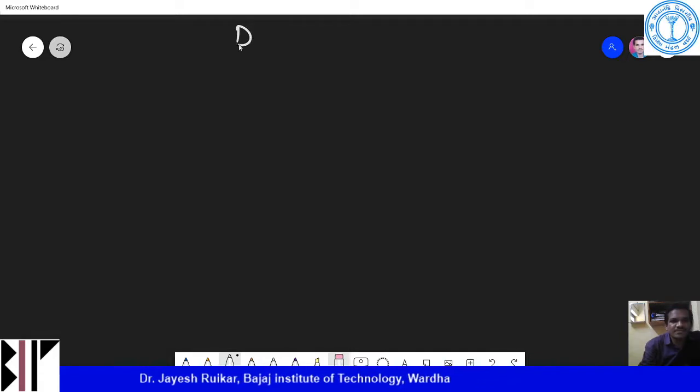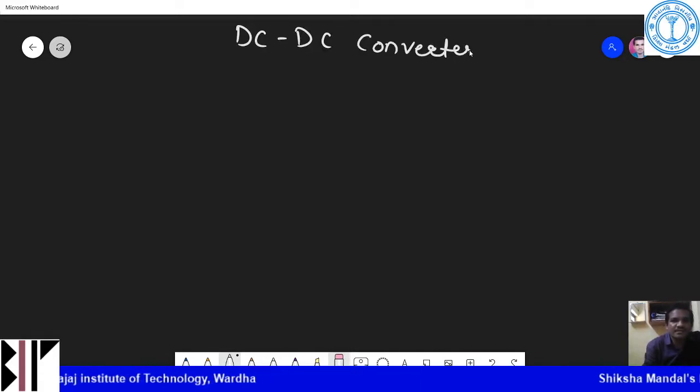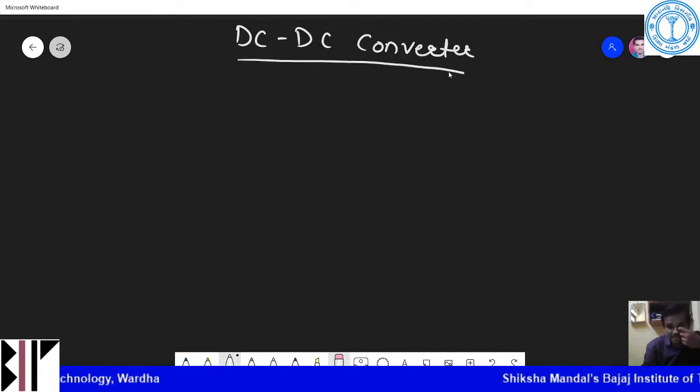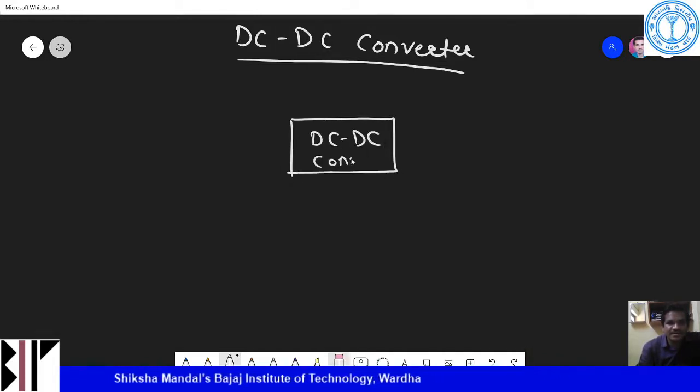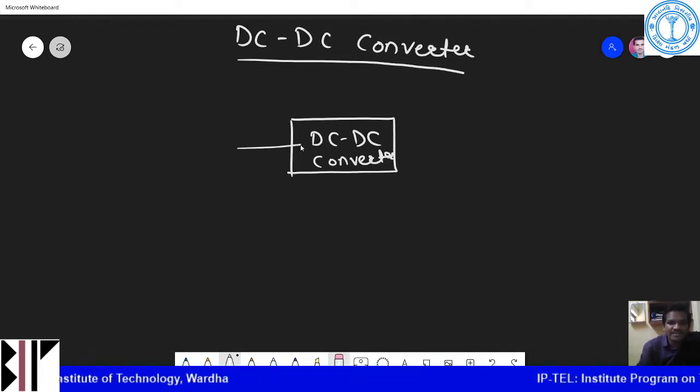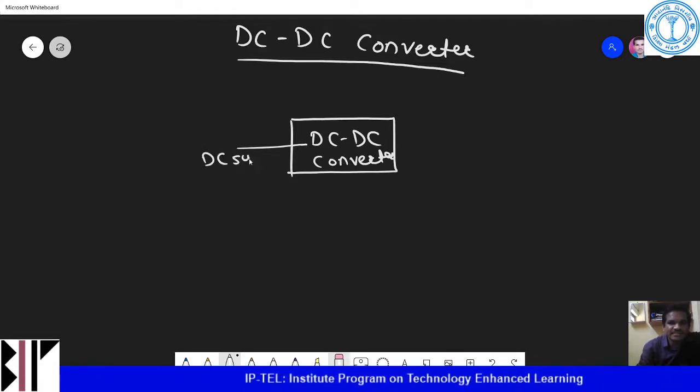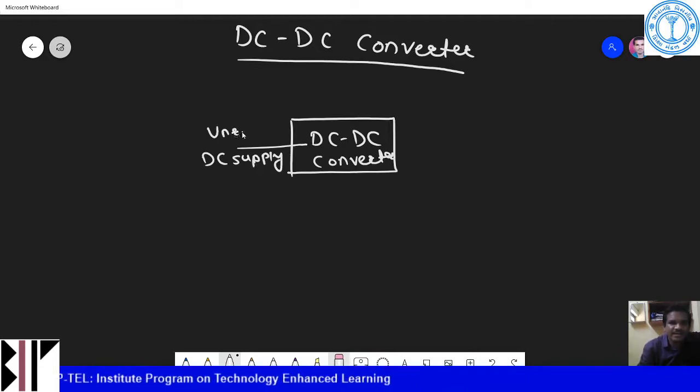So in today's class we will see the DC DC converter. This is the block diagram I'm drawing. This is my DC DC controller or converter, and at the input side I have a DC supply. But this DC supply is not regulated, so I'll write it as unregulated.